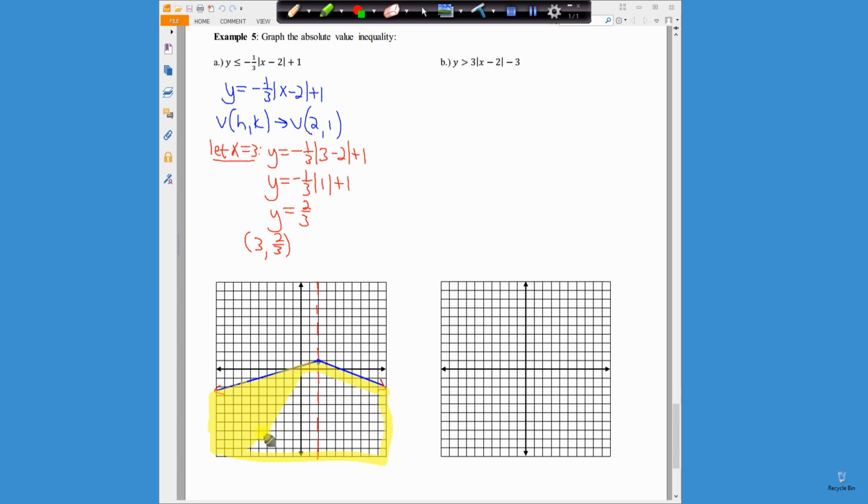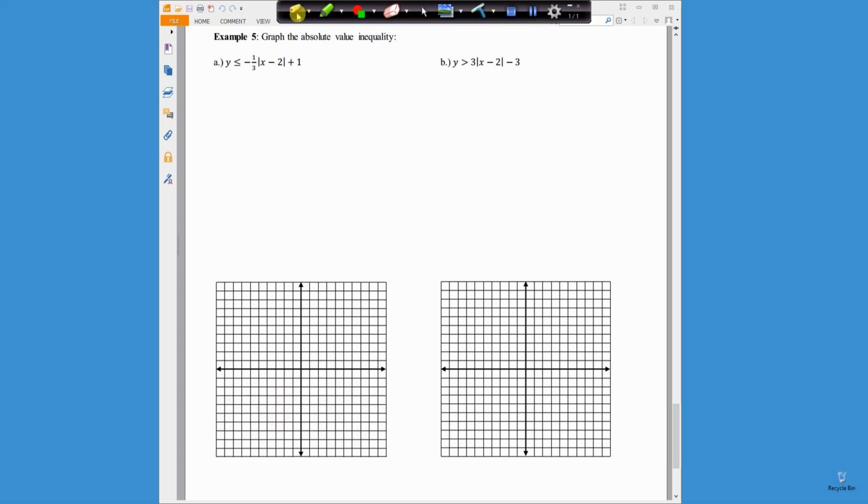Y is less than or equal to -1/3 absolute value of x minus 2 plus 1. So this whole region is my set of solutions, including points on the absolute value function, which is my boundary. Okay, last one, and then we're done. We'll talk about this again in class and go over some practice questions. If you have any questions, we'll talk about it.